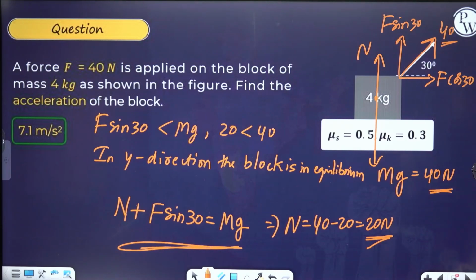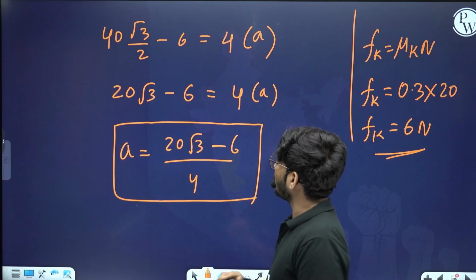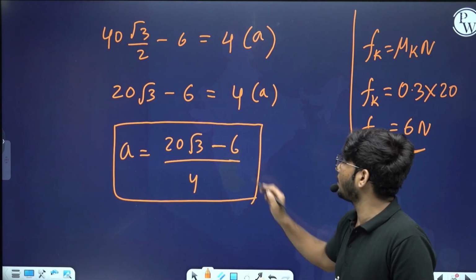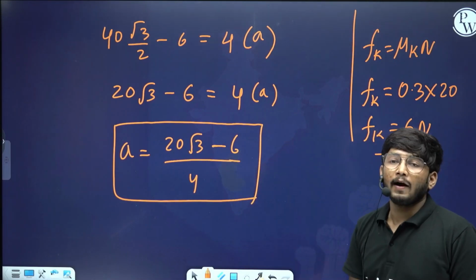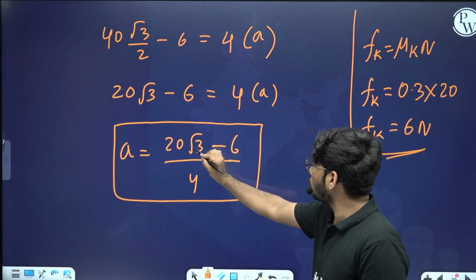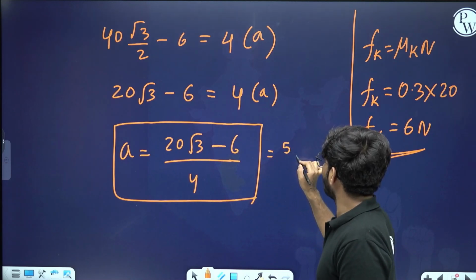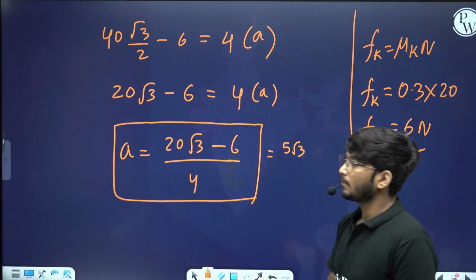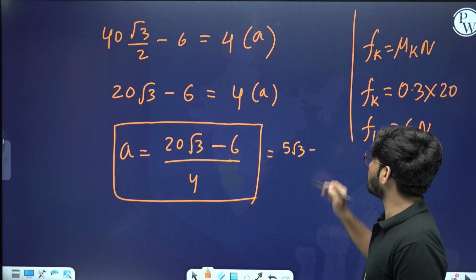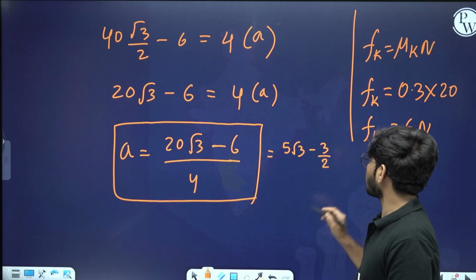7.1 meter per second. So the answer is 7.1 meter per second. How do we get 7.1 meter per second from here? So 20 into root 3. 20√3 by 4, which is 5√3, minus 6 by 4, which is 3 by 2.